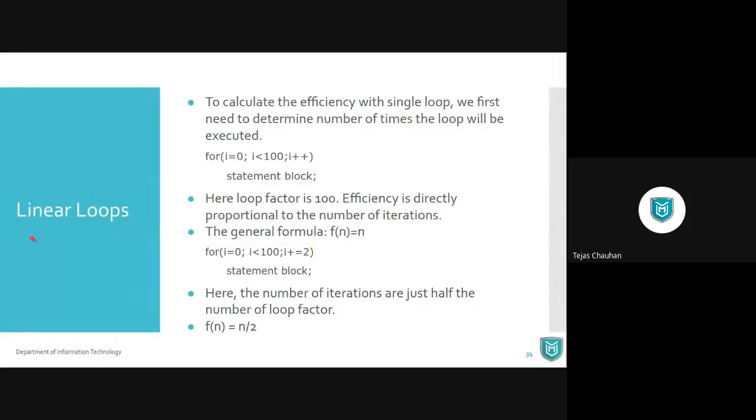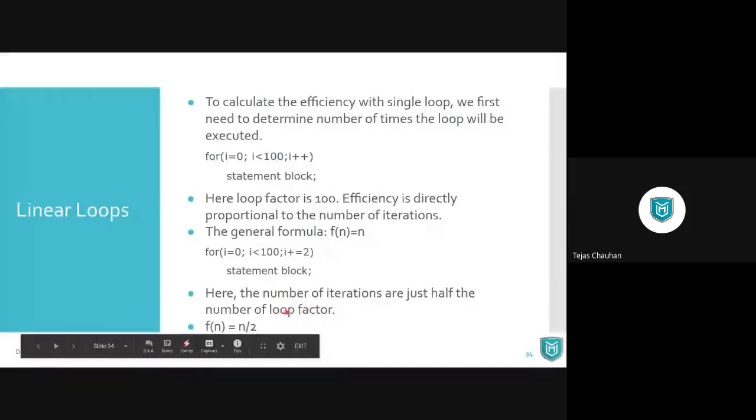Now we can say that, okay, it's a linear loop, but the increment factor is not 1. You increase your i by 2 here, but your input size is fixed, 100. So 0 to 100, but i will be incremented by 2. Then the number of times this statement is going to be executed will be half of the previous one. So it becomes half, and in that case, we say function f of n will be n by 2. So is this clear?